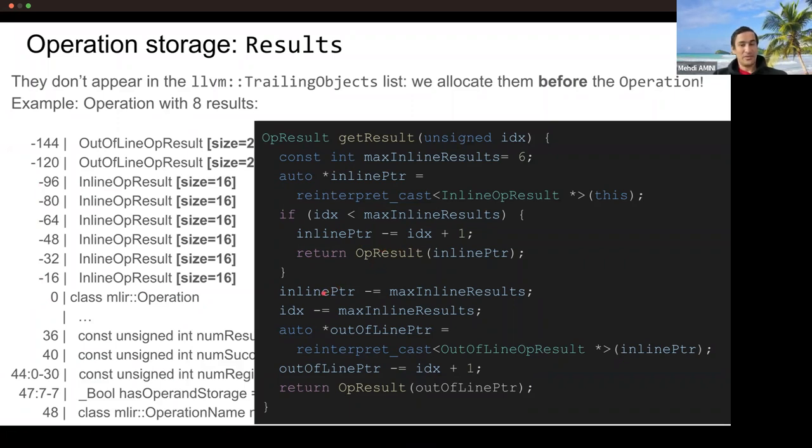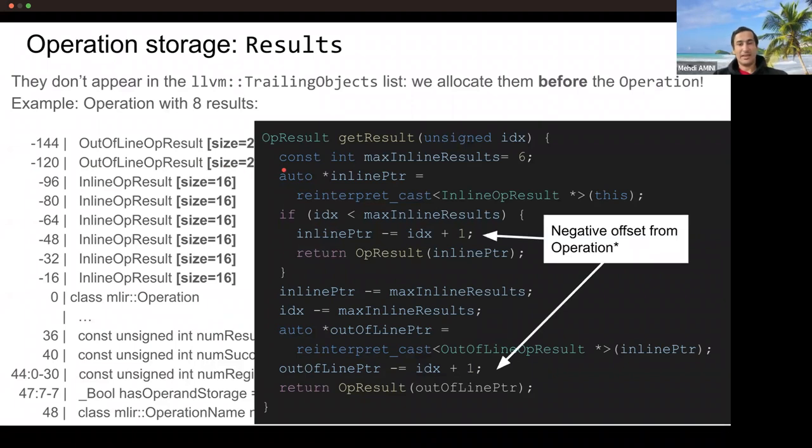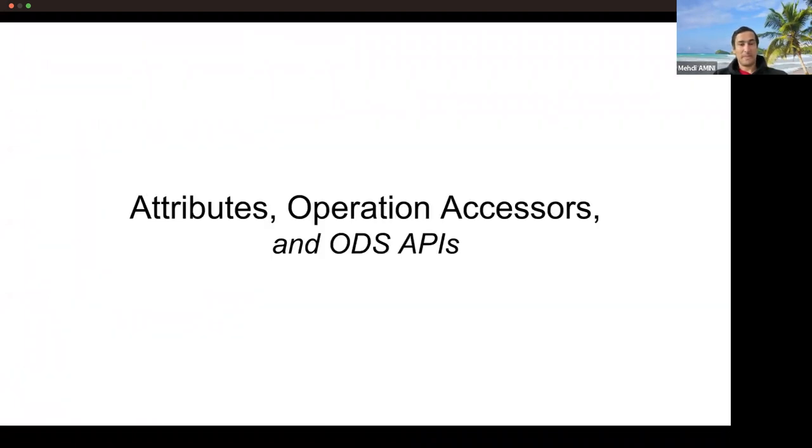Otherwise, we have to offset first into here, offset minus 120, which is going to be computed, I think, here. Yes. We adjust the index, and then we offset backward from here into the arrays of out-of-line op results. So this is the negative offset from the operation pointer. And that's the implementation of the operation class.